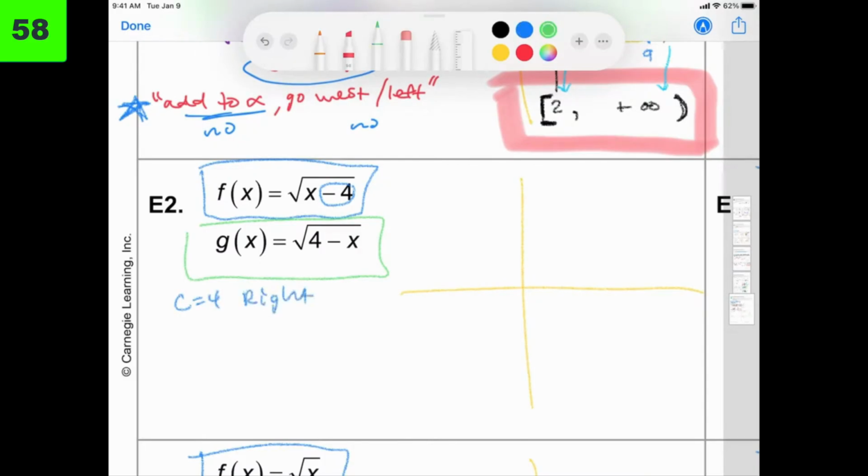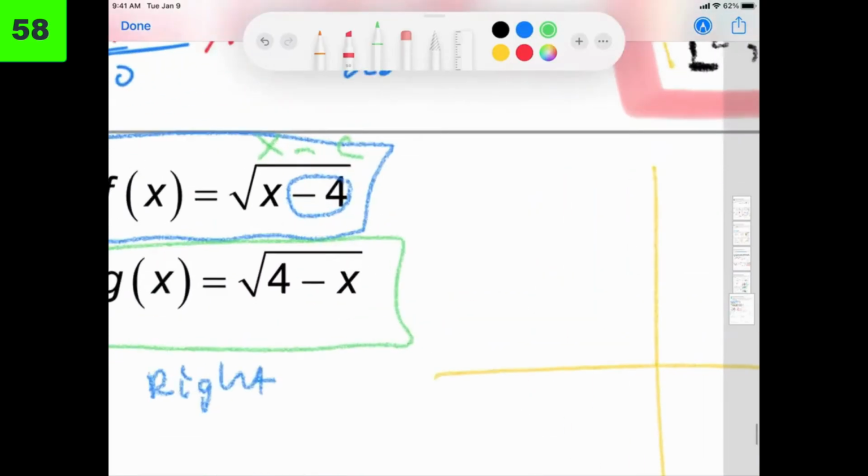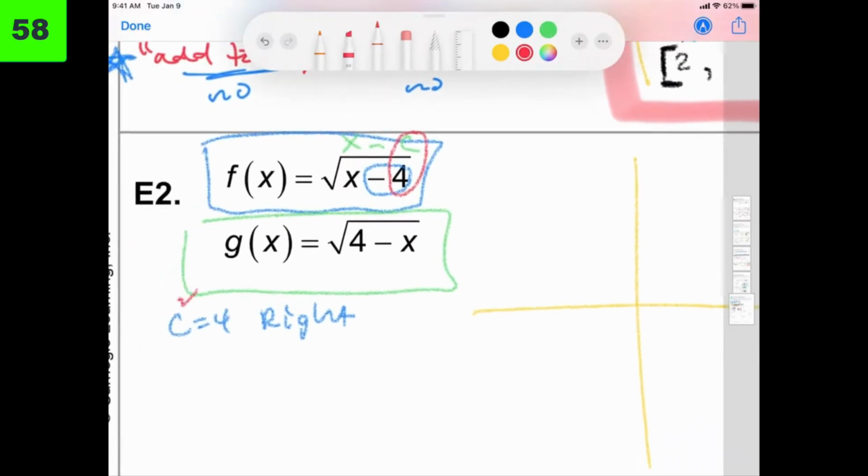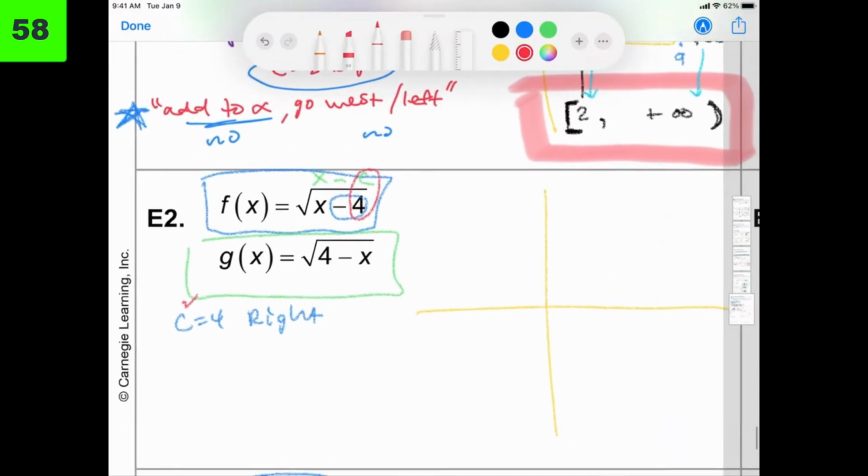Let me prove that to you again. If you just have x minus c, notice the minus sign must be there so that c is 4. Okay? Okay, so let me graph the blue one. So that is to the right 4 units. And this is a square root function. Okay? That is the blue graph. That is f of x.